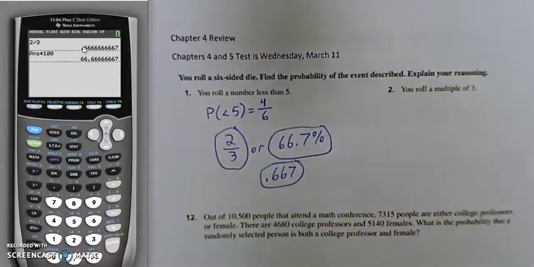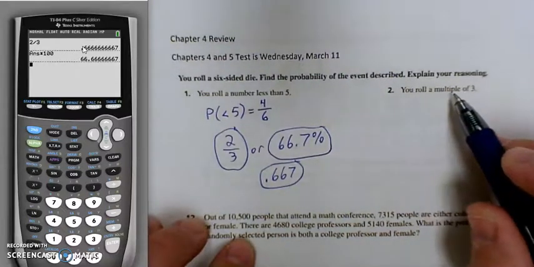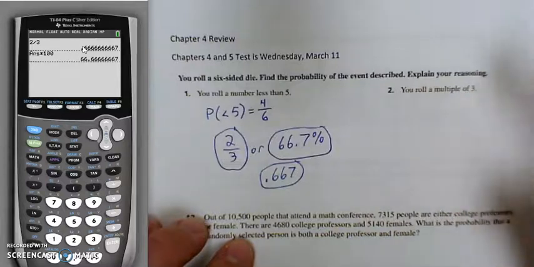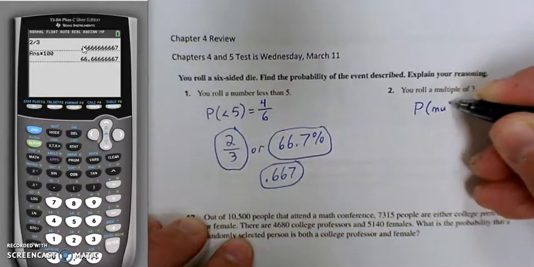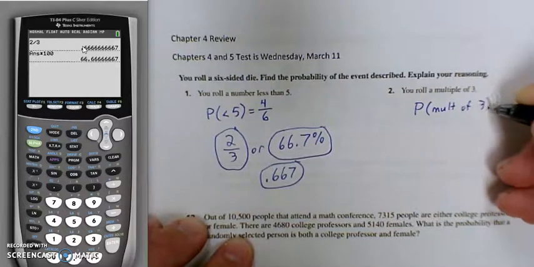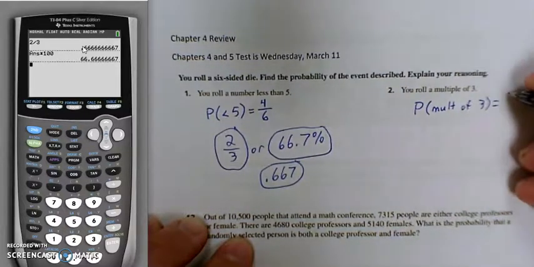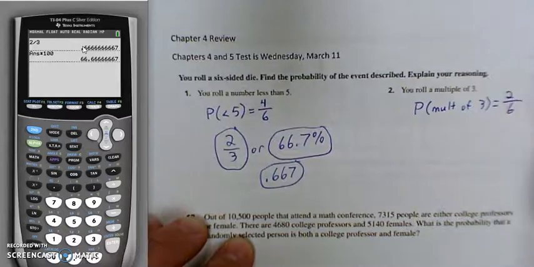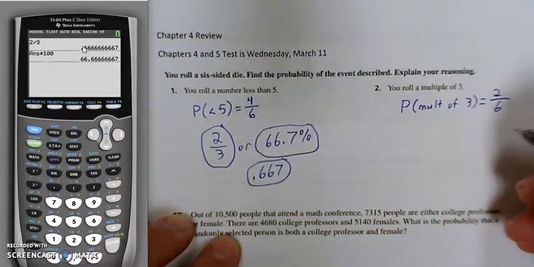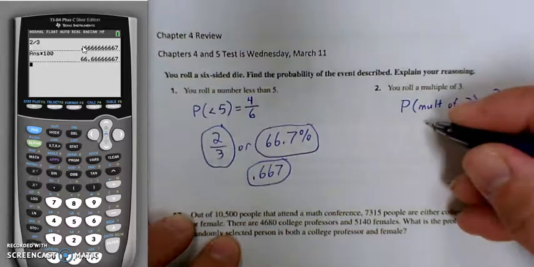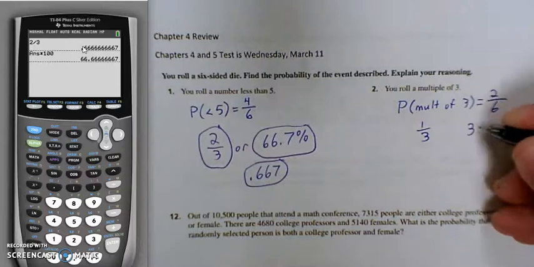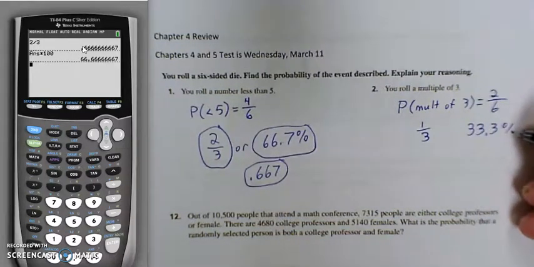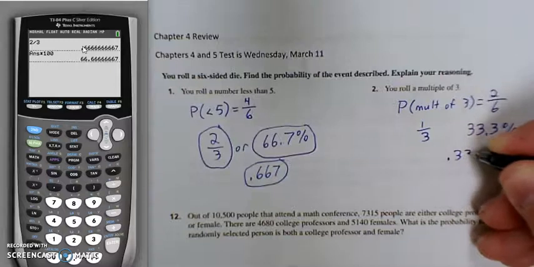Alright, so on example 2, we're going to see what the probability is that we roll a multiple of 3. Between the numbers 1 and 6, the only multiples of 3 are 3 and 6. So for the probability of a multiple of 3, there's only 2 favorable outcomes, 3 and 6, out of 6 total possible outcomes. So my probability here would be 1/3.